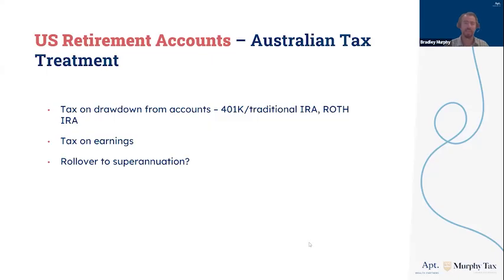Noting that there's also normally a 10% penalty for taking the money out pre 59 and a half in the US, which can sometimes be waived if you do that from Australia.